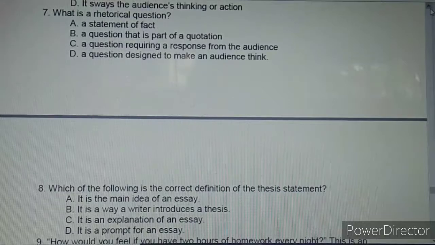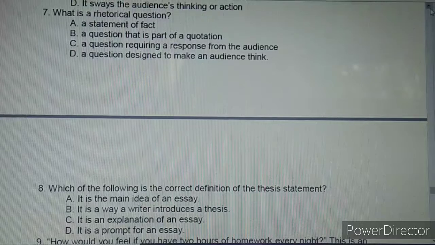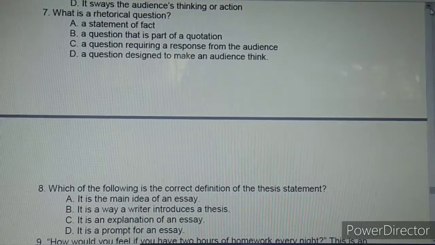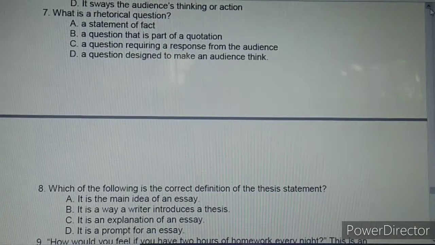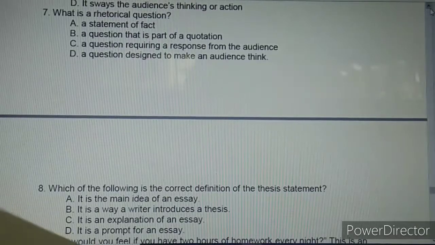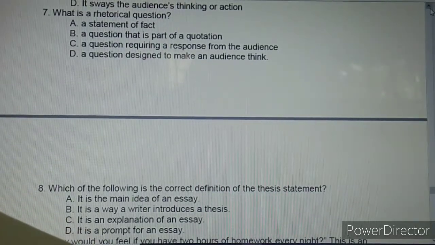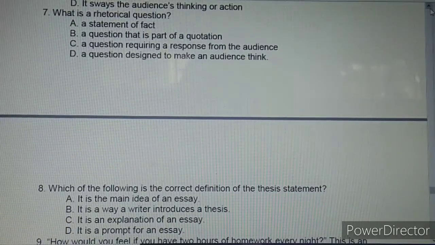Number 8. Which of the following is the correct definition of the thesis statement? Is it A. The main idea of an essay? B. It is a way a writer introduces a thesis? Or C. It is an explanation of an essay? Or D. It is a prompt for an essay? The correct answer for number 8 is letter A. It is the main idea of an essay.